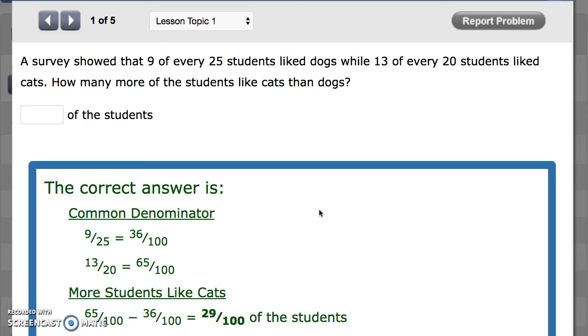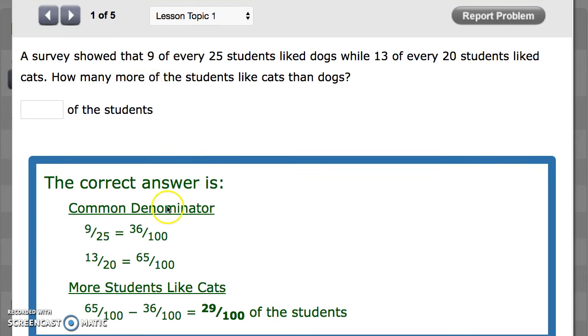So first we have to identify the fractions. 9 of every 25, that's 9 out of 25, so my fraction is 9/25. And then 13 of every 20 students, so that's 13 out of 20. How many more of the students like cats than dogs? How many more means subtraction, which goes along with our topic since we're doing subtraction. So the thing to do is to find the common denominator.